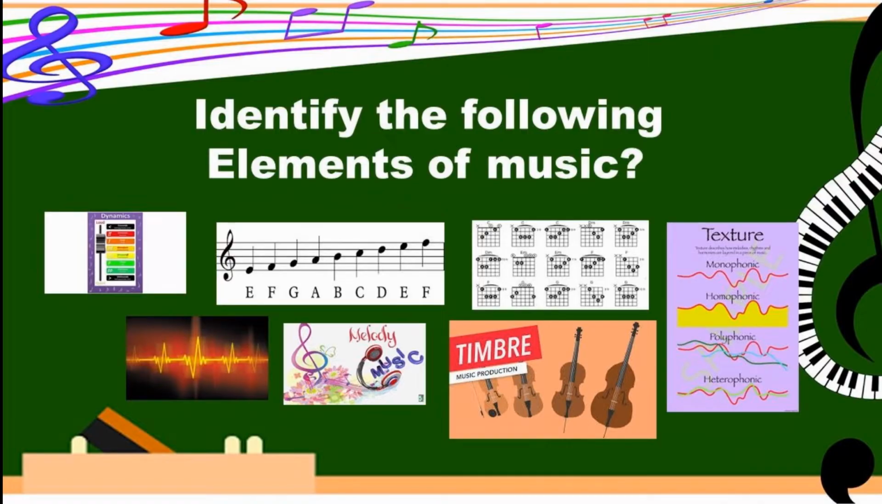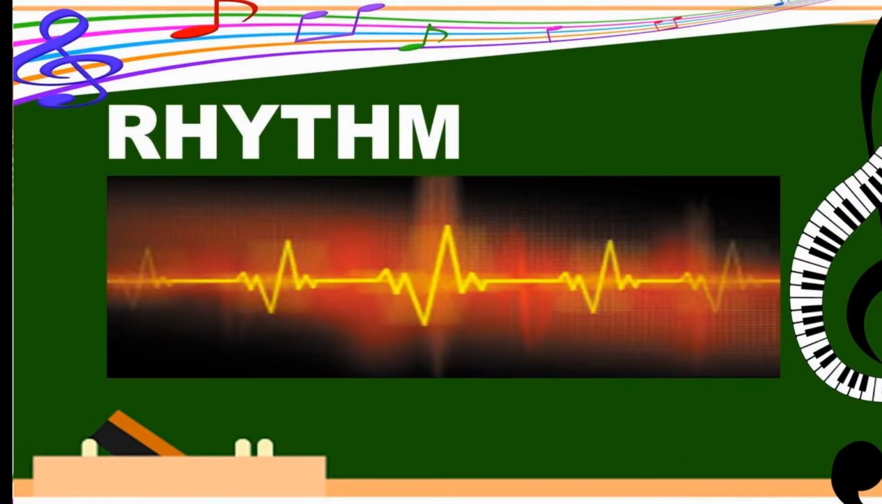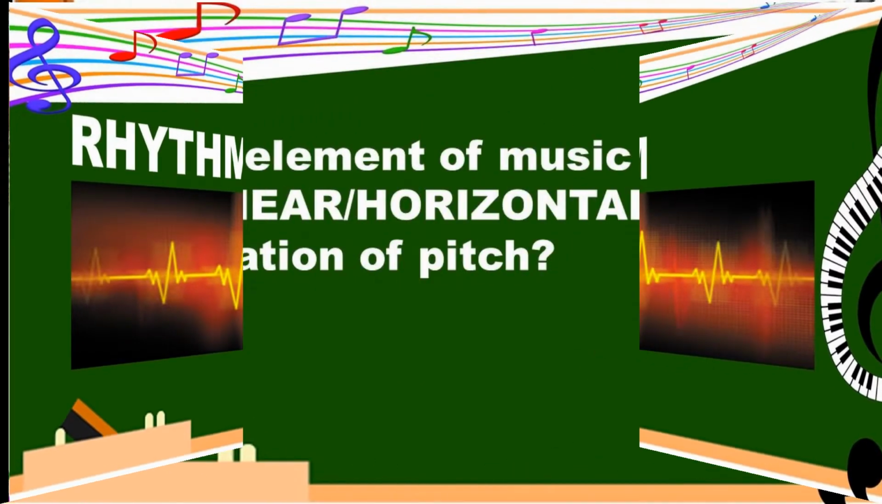Let us start our discussion with a review. Let us identify the following elements of music. Number 1, what is the element of time in music and deals with tempo and meter? Well, the answer is rhythm.